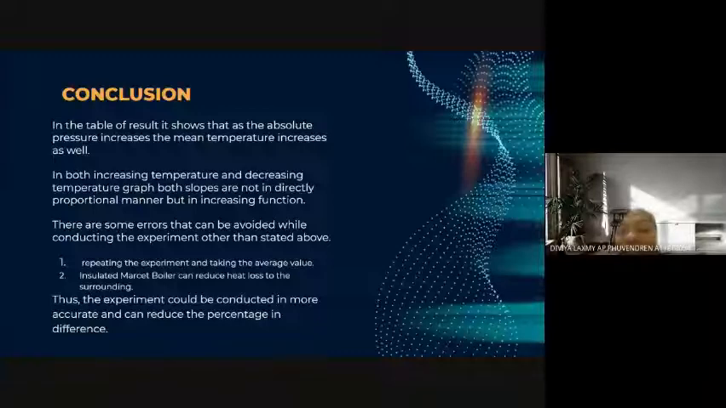Secondly, conduction and convection heat transfer depend on the thermal properties of the fluid. This is understandable because it affects the velocity profile that affects the rate of energy transfer in the boiler wall and drum. Thus, it is recommended to use an insulated Marcet boiler which can reduce the heat loss to the surroundings. Thus, we can reduce the percentage difference and it will be more accurate.